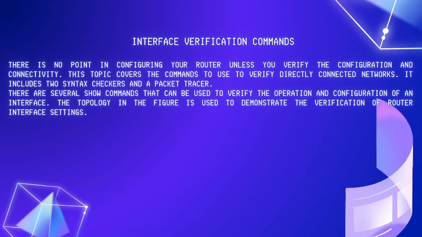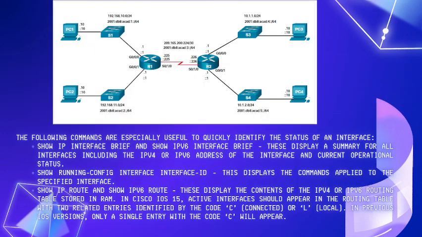So, interface verification commands. There is no point in configuring your router unless you verify the configuration and connectivity. This topic covers the commands to use to verify directly connected networks. It includes two syntax checkers and a Packet Tracer. There are several show commands that can be used to verify the operation and configuration of an interface. The topology in the figure is used to demonstrate the verification of router interface settings. So the following commands are especially useful to quickly identify the status of an interface.